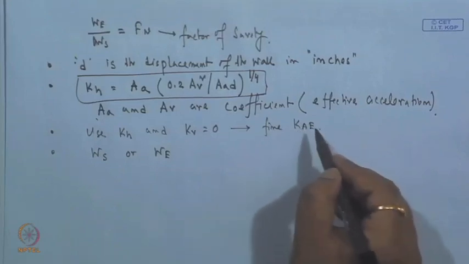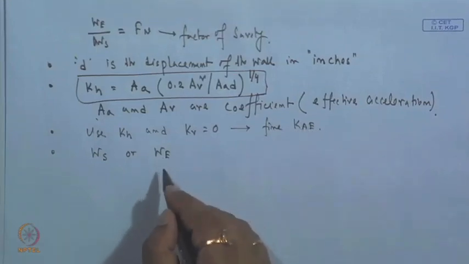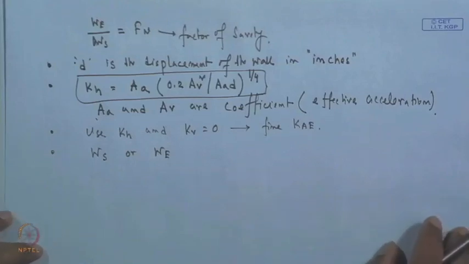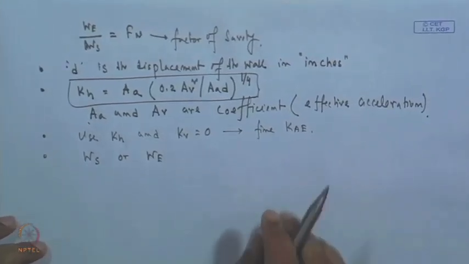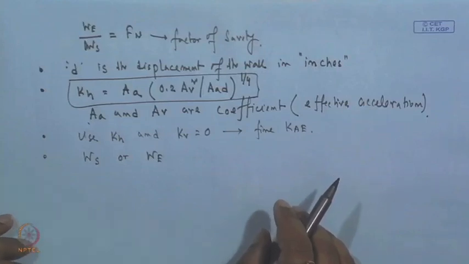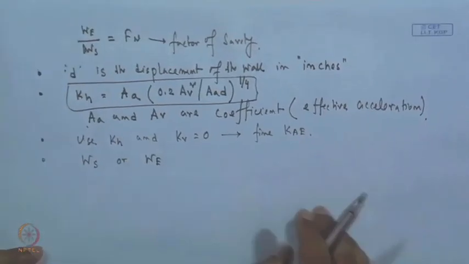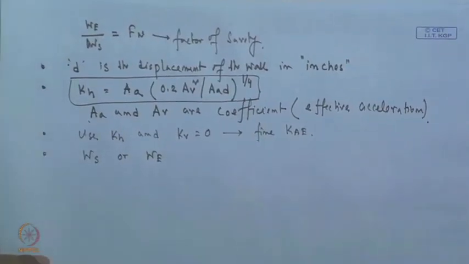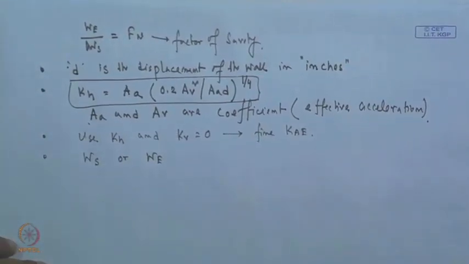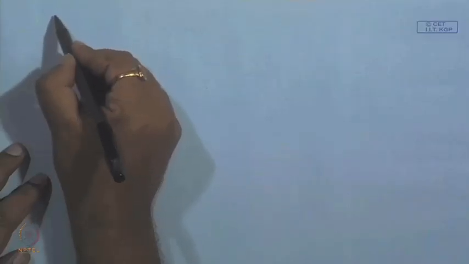Once we calculate k a e, then we can calculate W e, what is the amount of weight required if we apply a very small amount of deformation, if we allow that deformation. So, these are the analysis of the retaining wall under seismic condition. So, next step that we will discuss about the hydrodynamic effect of pore water pressure.